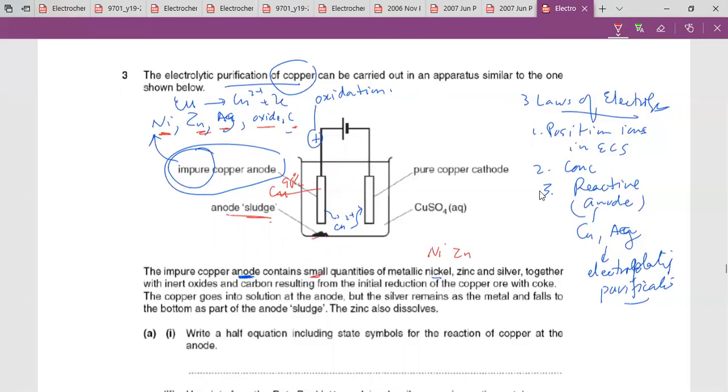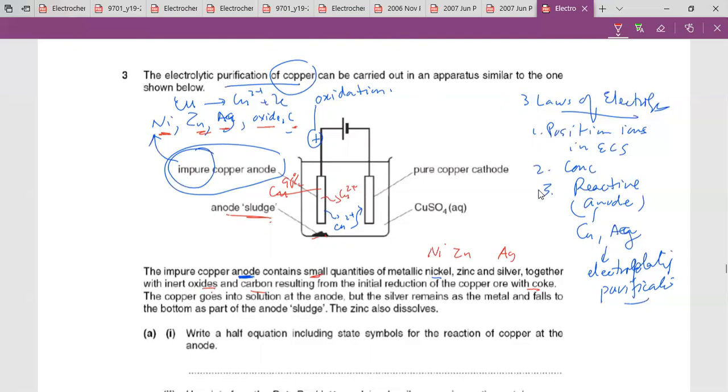Remember the metal, silver, together with oxides of this. Initial means before you reduce it, of copper ore. The copper goes to the solution. They tell you copper goes. It means copper will dissolve inside here. I told you why? Because it's the what?